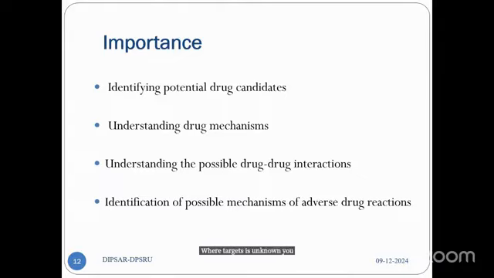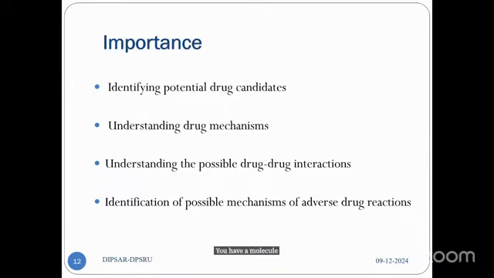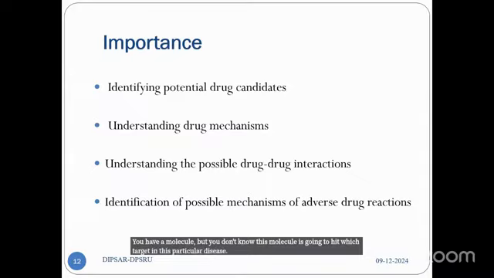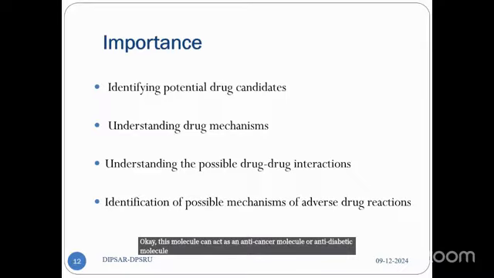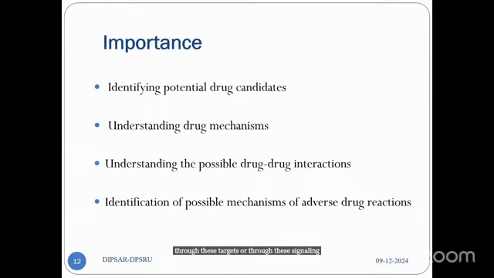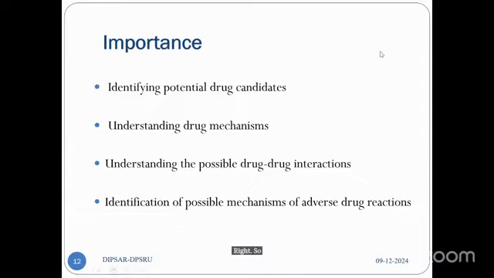You have a molecule, whether it is a new chemical entity, whether it is a phytoconstituent, whatever it is. You have a molecule, but you don't know which target this molecule is going to hit in this particular disease. That is the stage where network pharmacology will tell you, okay, this molecule can act as an anti-cancer molecule or anti-diabetic molecule through these targets or through these signaling pathways. That is the prediction, right? But if you already know the targets of that molecule, now you want to use network pharmacology, how can you use it? You can't use it, right? So you have to understand that part as well.